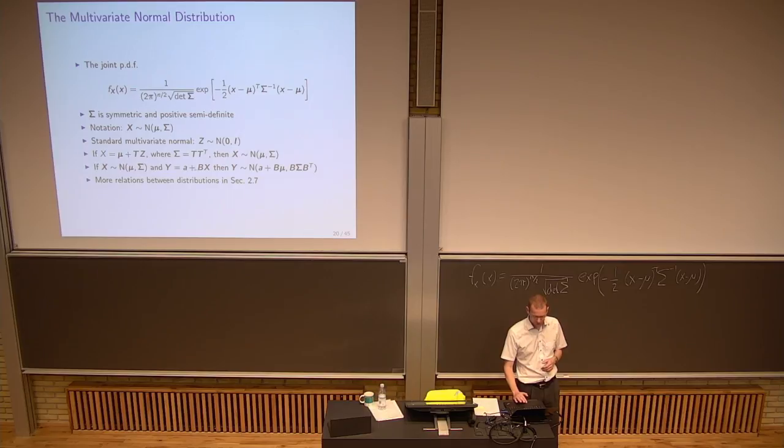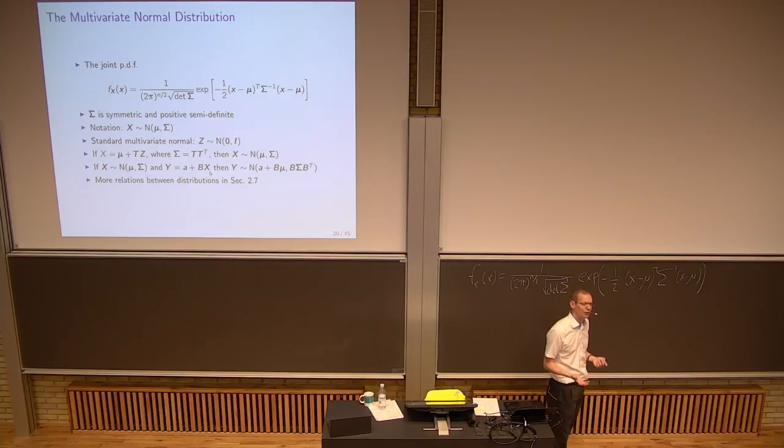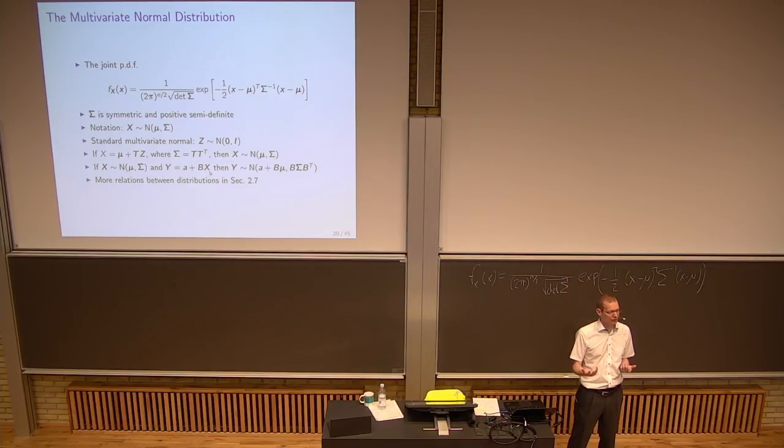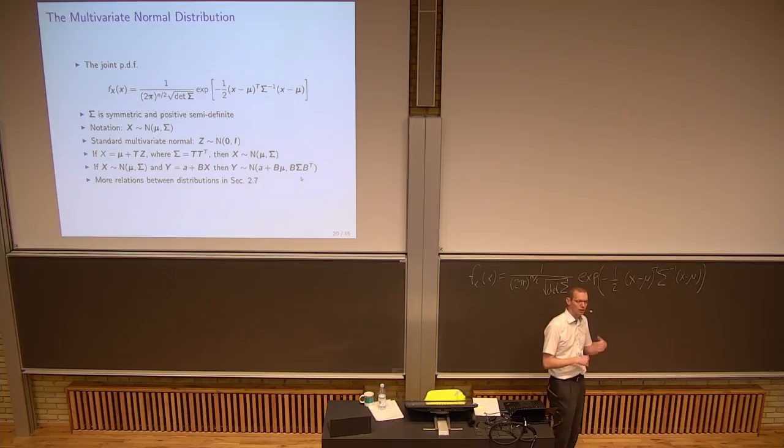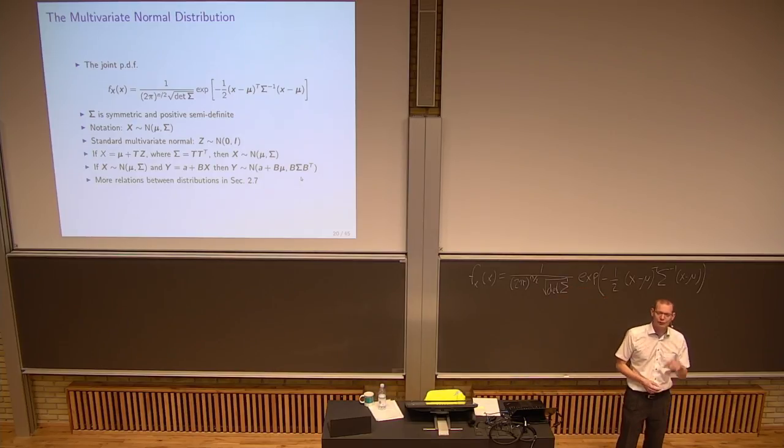The same thing applies if you take y to be a linear combination of a constant plus a matrix times a vector of random variables. The distribution of that is again a normal distribution, if x is normally distributed like this. The mean value is the constant plus b times the mean value of x, and the covariance, we'll get back to this, is, well, in the univariate case, if you take a random variable and multiply by a scalar, what is the variance of that?